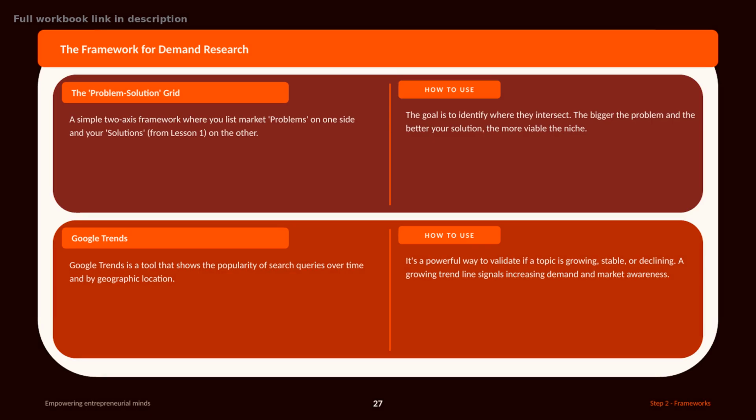First tool, the problem solution grid, a simple 2-axis framework where you list market problems on one side and your solutions from last lesson on the other. You're looking for where they intersect, and the bigger the problem paired with the better your solution, the more viable the niche. Second, Google Trends, which shows you how popular a search query is over time and by location. It's a fast way to check whether a topic is growing, holding steady, or fading. And a rising trend line is a real signal of increasing demand.